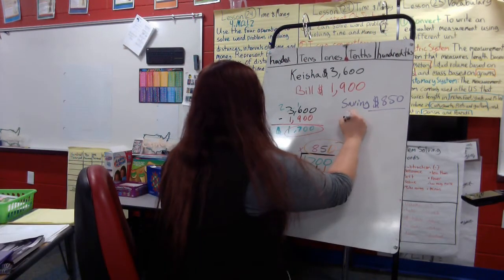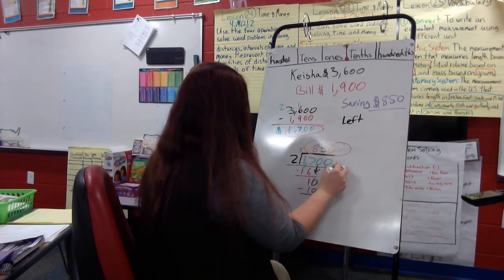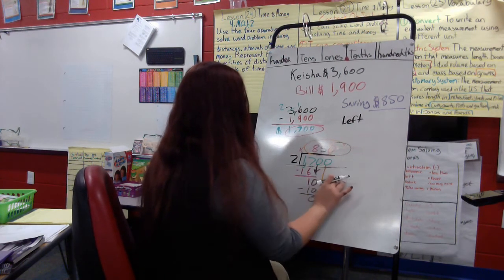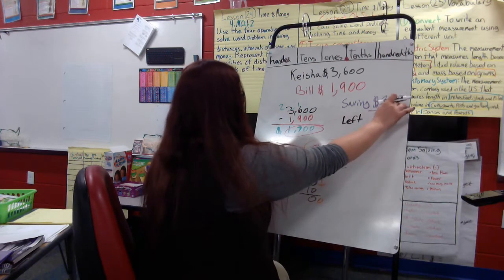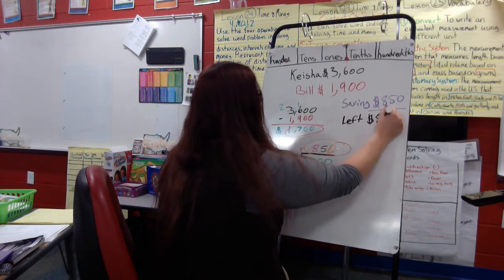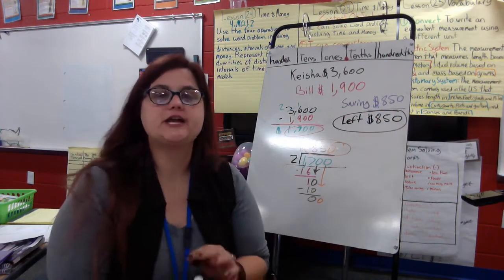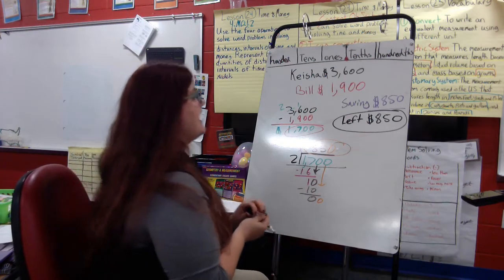Well, if I had 1,700, half of 1,700 was 850. I put 850 in the account. I have 850 left. Boom. And you can go back and check by adding everything back in.